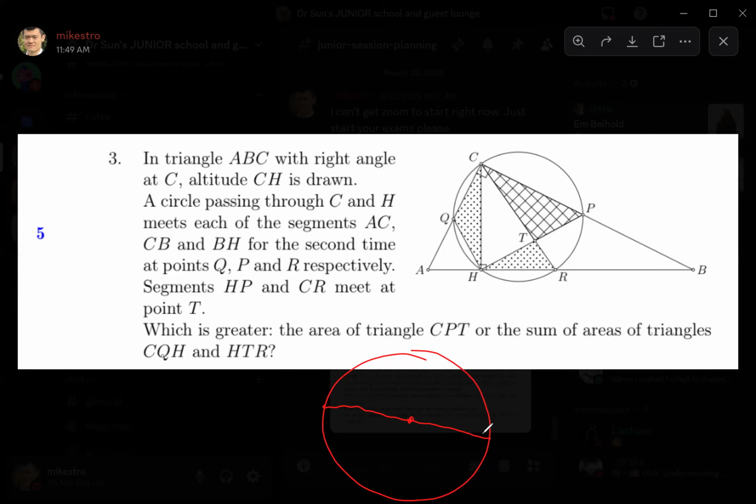Something kind of nice happens whenever you have a diameter and any other point on this circle. You always get a 90-degree angle, like that. And this is called Thales' theorem.